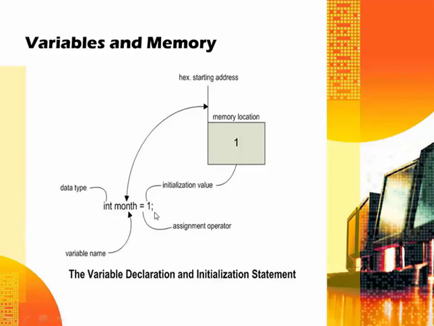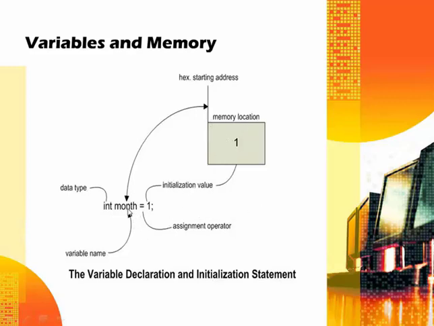Once you see one value here, then the rule is take whatever's on the right of this assignment operator and push it over into the memory location pointed to by the name on the left. So where does month point to? Right here. So what goes in this memory location? 1. All right, let's look at this again.